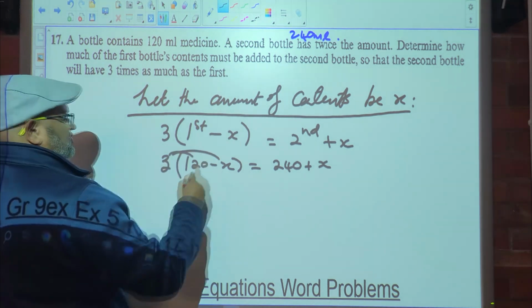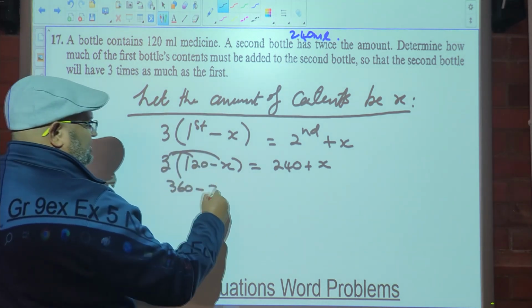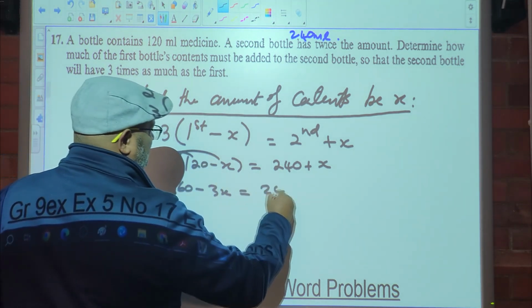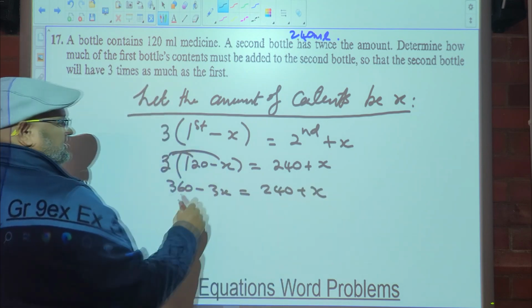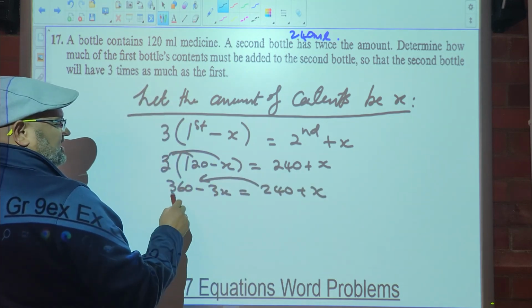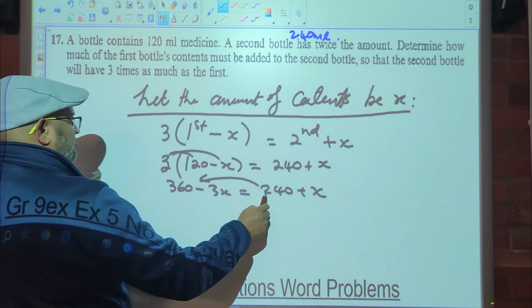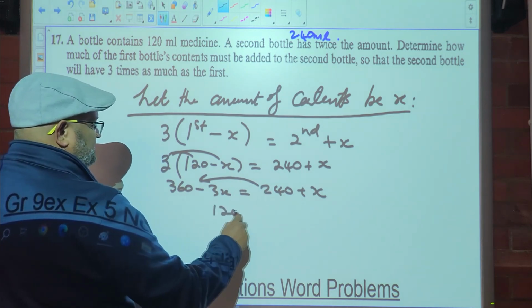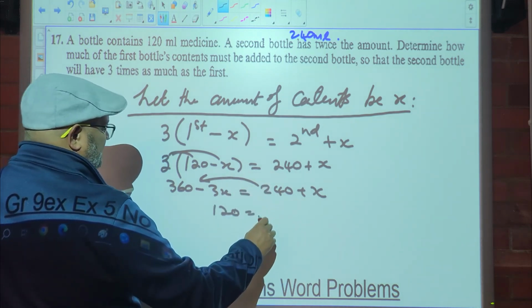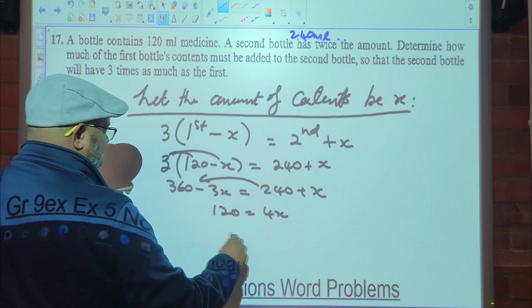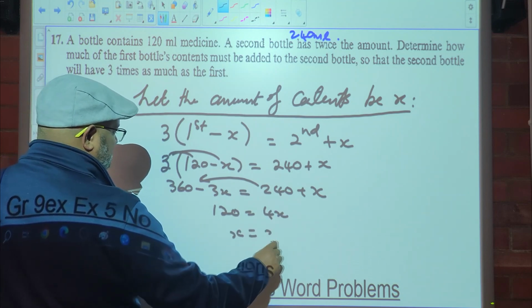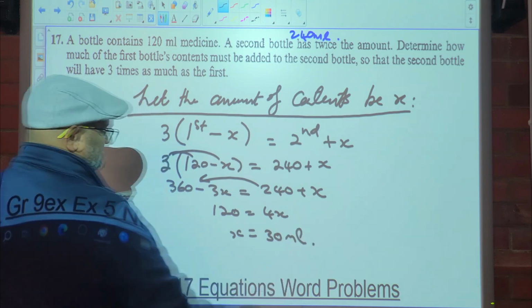So let's go and solve for x. So that's going to give you 360 minus 3x is equal to 240 plus x. Take it over the equal sign, becomes 360 minus 240 is 120 is equal to x plus 3x, which is 4x. So I divide by 4, so x is equal to 30 ml.